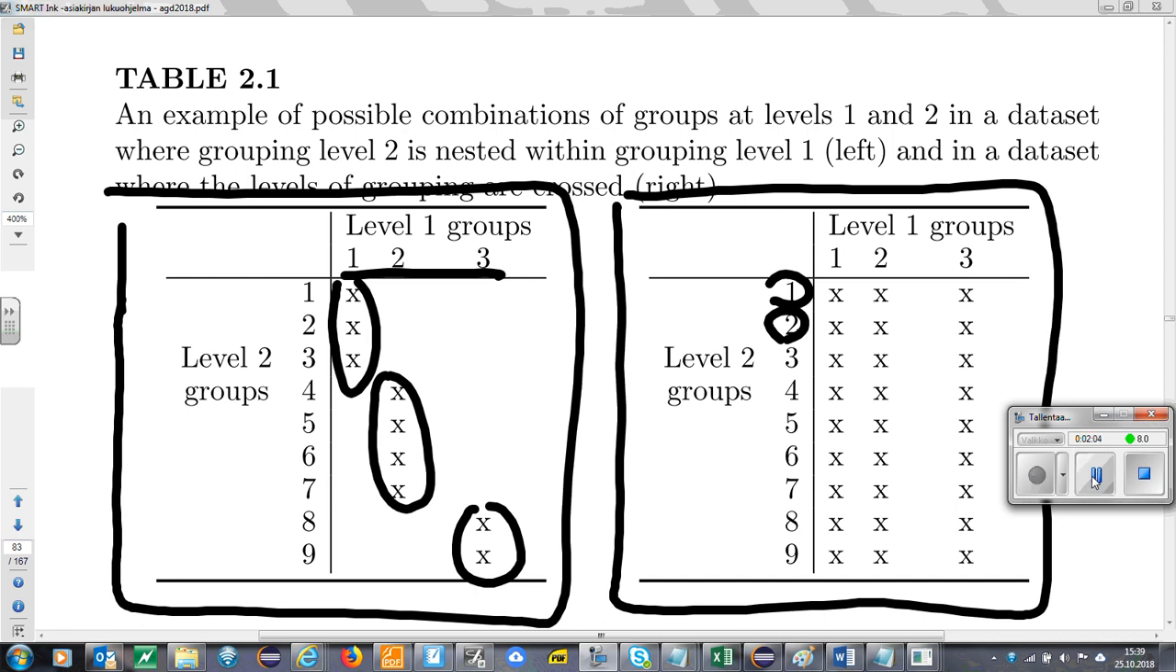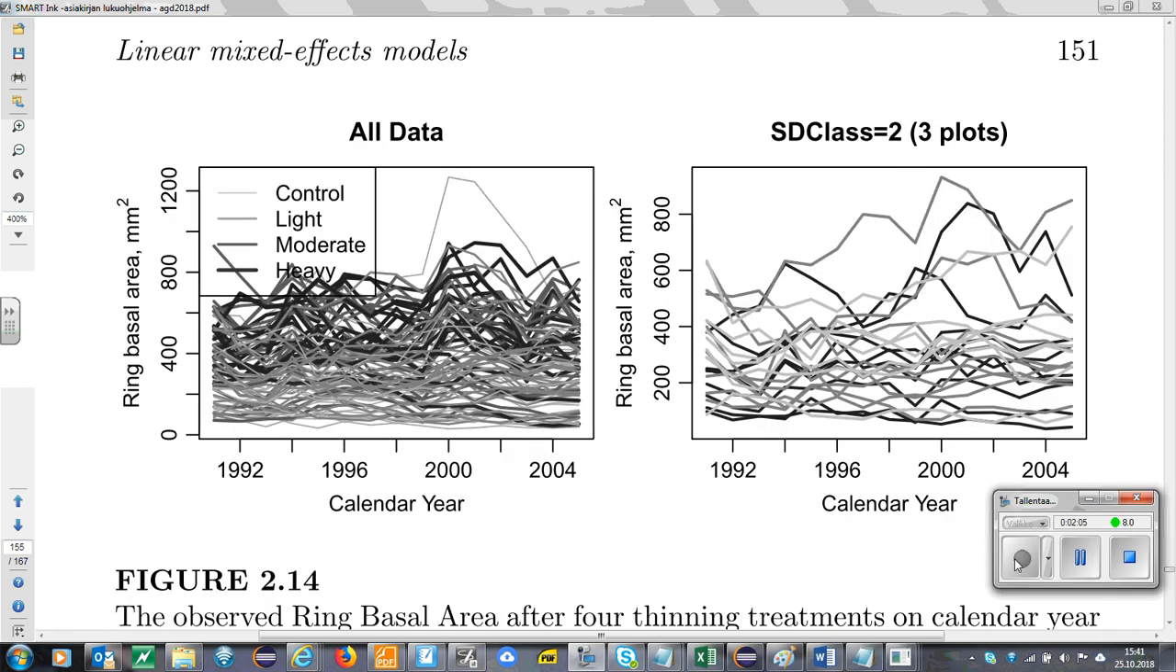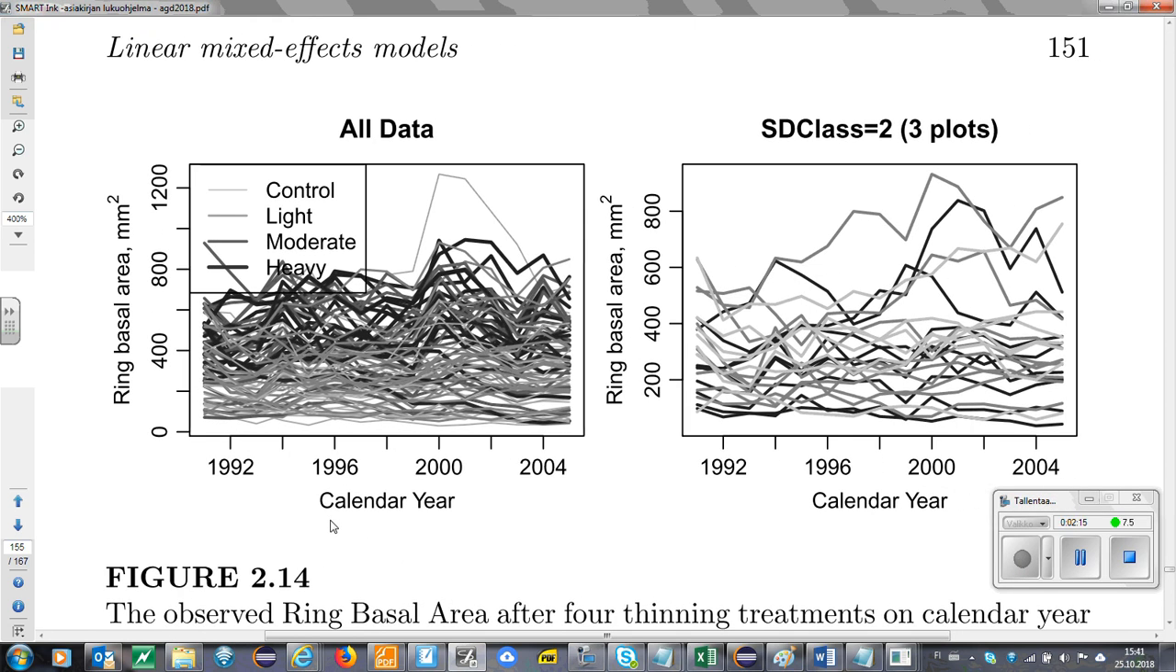As an example of a dataset with crossed grouping, let us take a new look at this dataset after thinning. Now we have plotted the observations with respect to calendar year. Our data includes calendar years from 1991 to 2005, so there is a total of 15 calendar years.